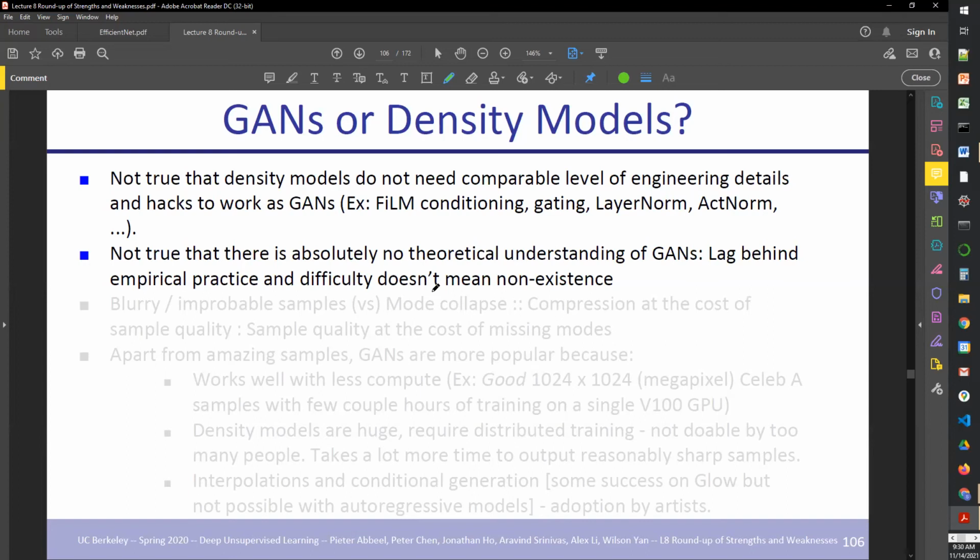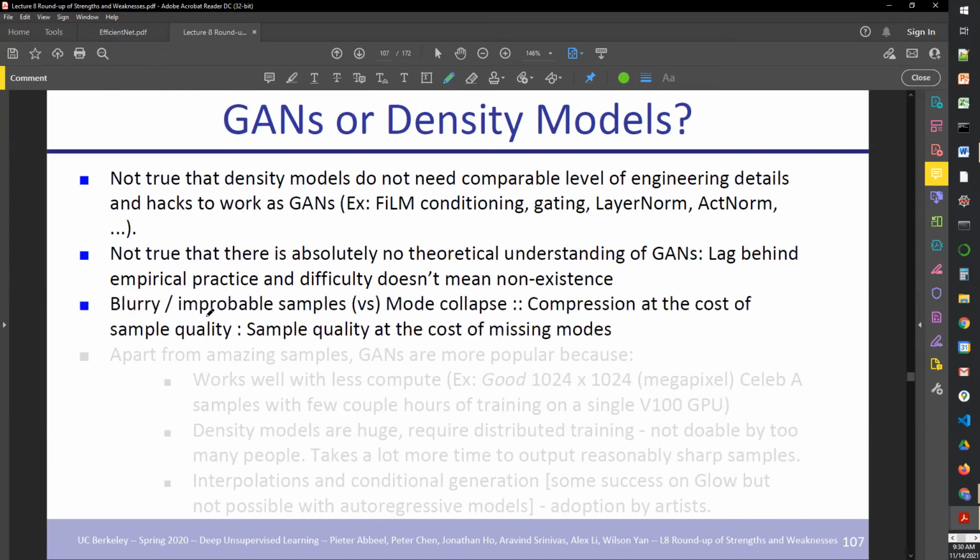This is saying GANs and density models you can compare. Autoregressive models are blurry, as we talked about, and the trade-off between blurry and improbable models versus model collapse is similar to compression at the cost of sample quality, and sample quality at the cost of missing modes. So there are some inherent trade-offs which seem to be similar in both these spaces.